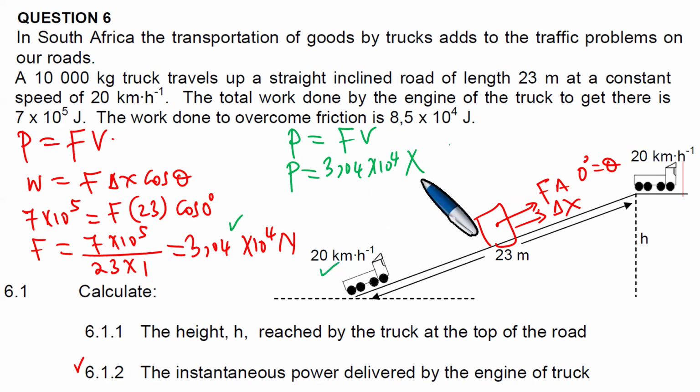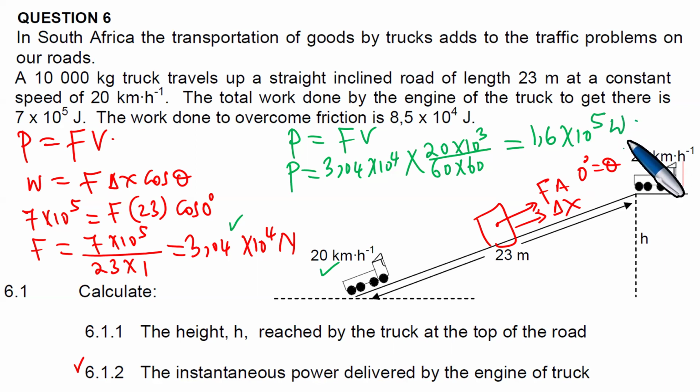So if it is 20 kilometers per hour, we take the 20 and multiply it by 10 to the 3 because of the kilo. Kilo means 1,000. And you divide everything by what? By 60 by 60, because it's per hour, and 1 hour has 60 minutes by 60 seconds each. So we use our calculator to compute, and we see that this is 1.6 times 10 to the 5th power watts.